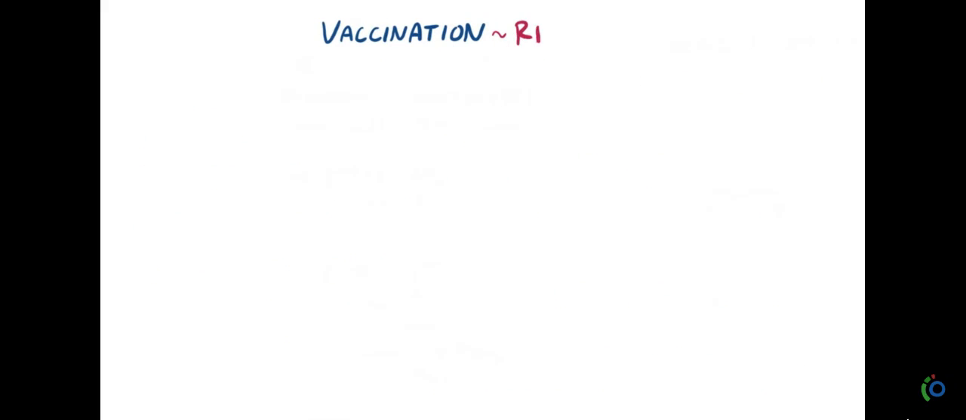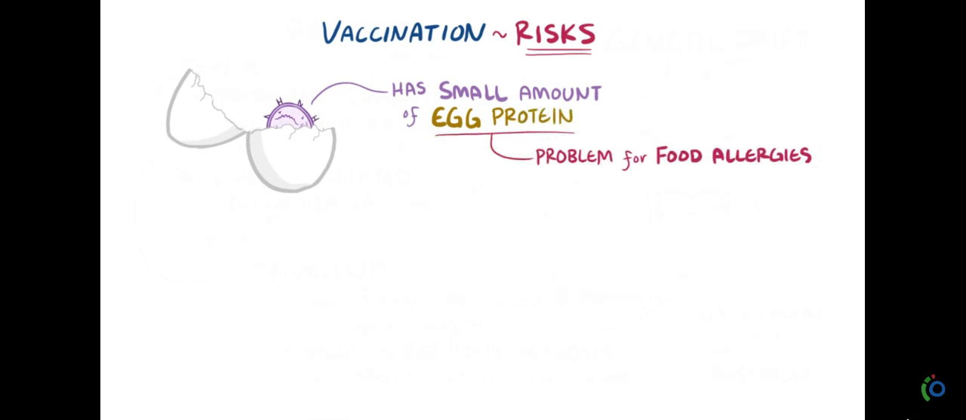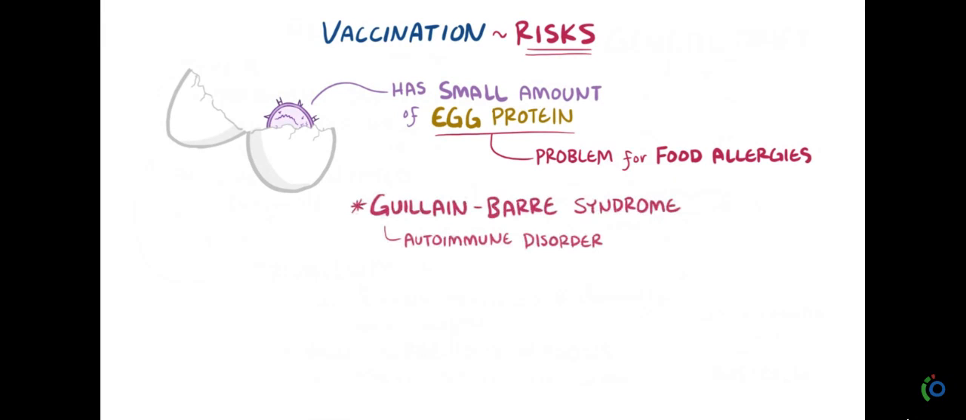Now, there are a few risks associated with getting the flu vaccine. Most flu vaccines are produced by growing the virus inside of a chicken embryo, and therefore the vaccine contains small amounts of egg protein, which can be a problem for individuals with a food allergy. Guillain-Barré syndrome, an autoimmune disorder of the peripheral nervous system, is another side effect believed to be associated with the influenza vaccine.